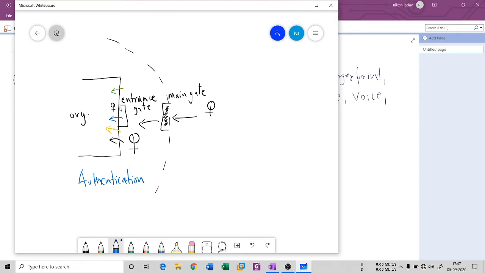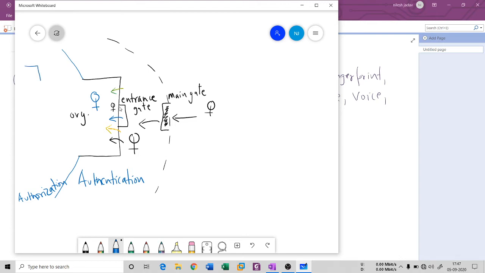Now, once you go ahead with the authentication, let's suppose that you are now here in the organization. You are sitting over here. You see, you have entered. The security guard says, yeah, you are part of this organization, you can enter. So now you are in the organization. Sir, what after this? Well, after authentication, there is a term called authorization. What is authorization, sir? It's a basic thing.